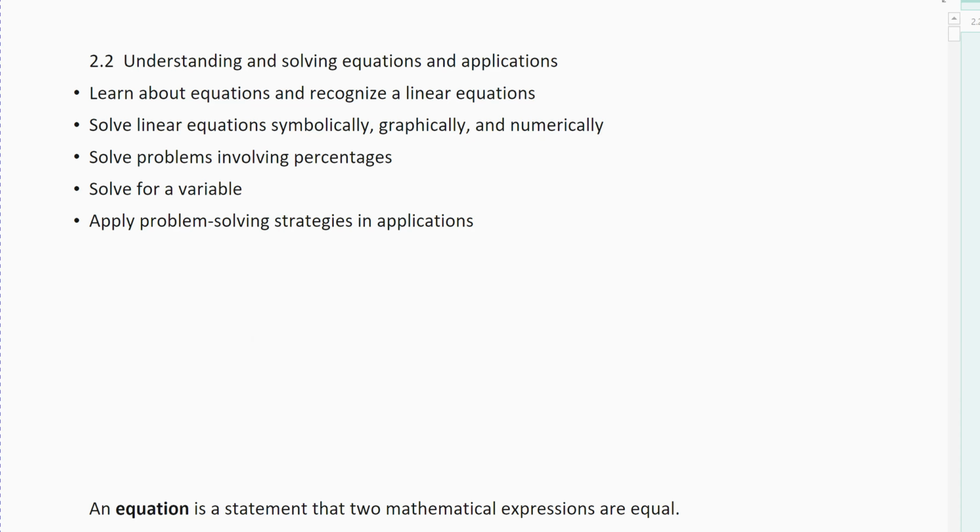So section 2.2 is going to be all about solving linear equations and eventually getting to applications at the end of it. Alright, so understanding and solving equations and applications, and specifically we're going to be looking at the linear case. We will expand the linear case later on, but right now we're focusing on the linear types. Alright, so learn about linear equations, recognize linear equations and their solutions.